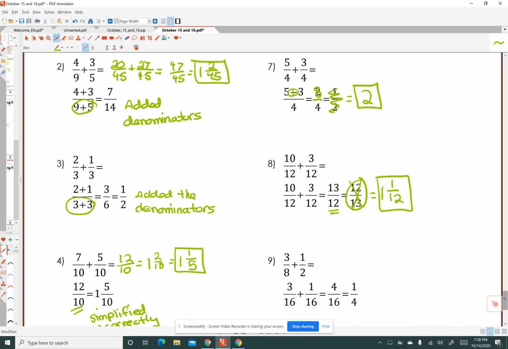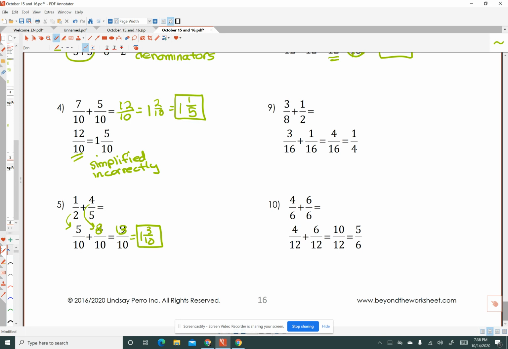I love these error analyses because it really forces us to look carefully at the problems. In number 9, they have a new denominator of 16, which is correct, but they did not rewrite the numerator. They kept the old numerators. So we have to fix that. Let's do that right now. So 8 times 2 is 16. We have to multiply 3 times 2 to get 6. 2 times 8 is 16. We have to multiply the numerator 1 by 8 to get 8.